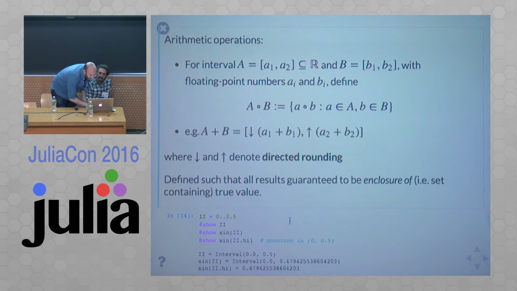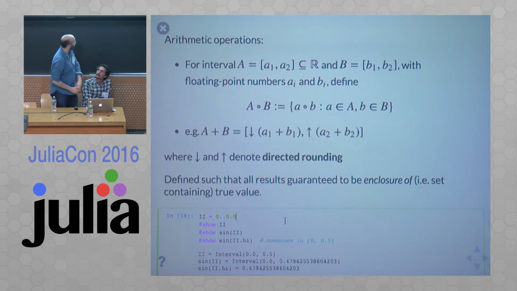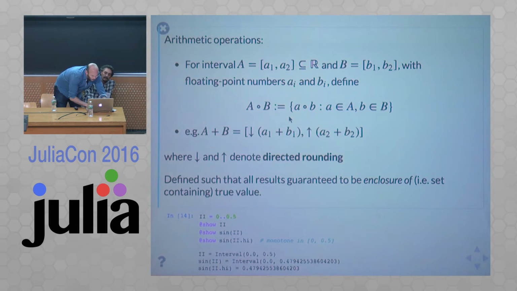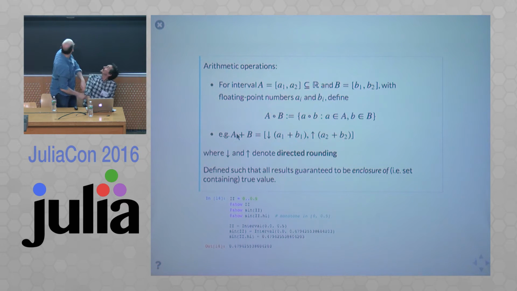Okay, so here's an example, I hope you can see it. What are we going to do? I don't know. You used to be able to scroll down these things. Now you can't.